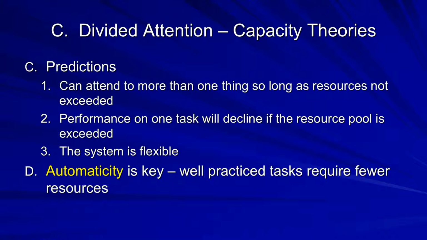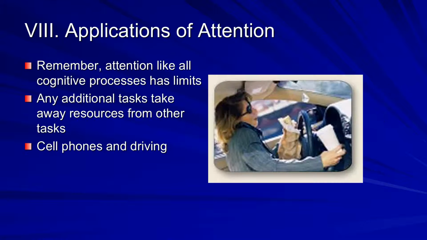One of the keys to this is automaticity. Well-practiced tasks that we have become very good at, that we become expert at, that become automatic, require fewer resources. So it requires almost no resources for you to reach over and hit the turn signal. But that's one part of a whole complex series of things that you're automatically trying to do at the same time. As a result, one area of attention research that has received a great deal of attention is distracted driving.